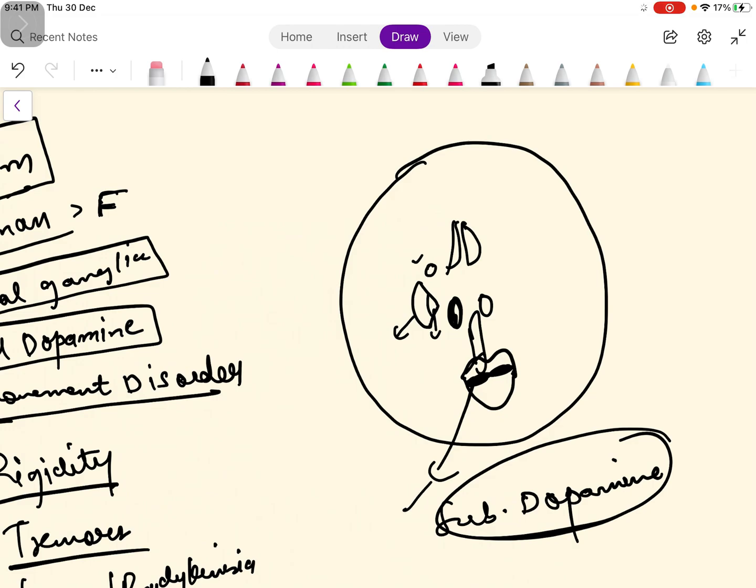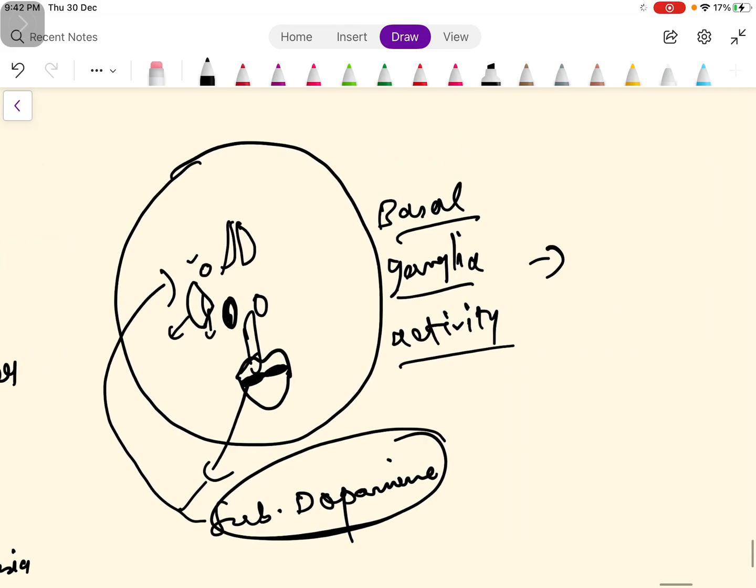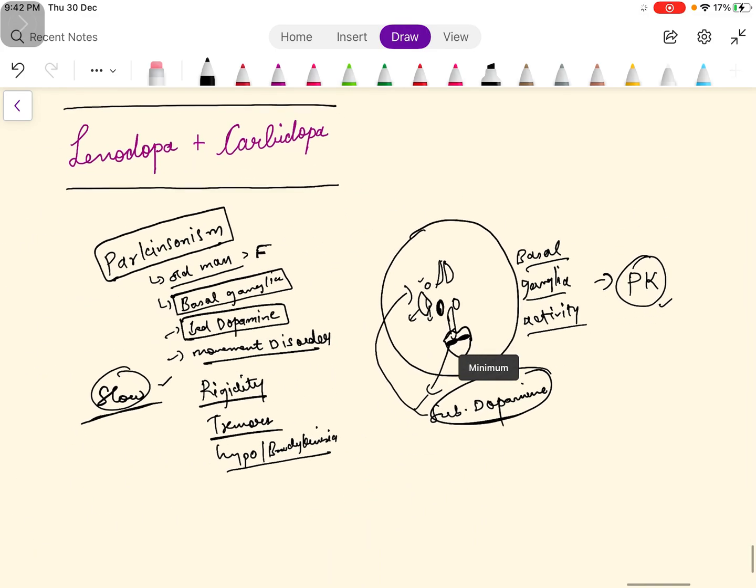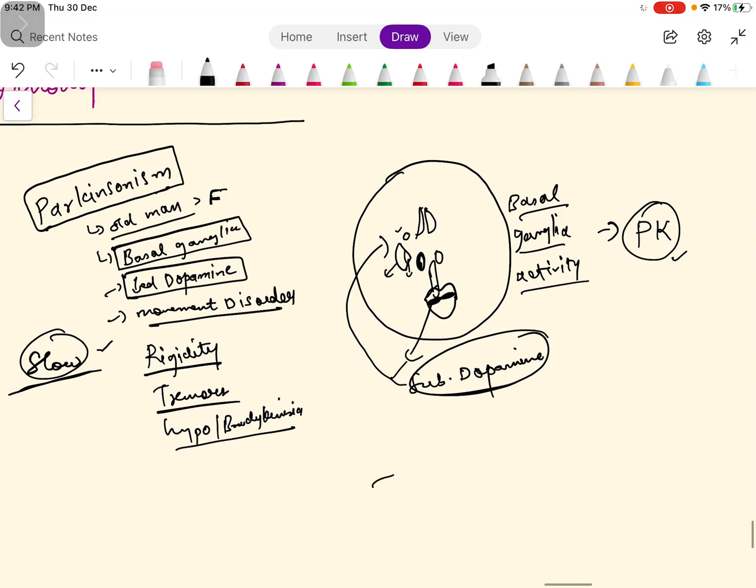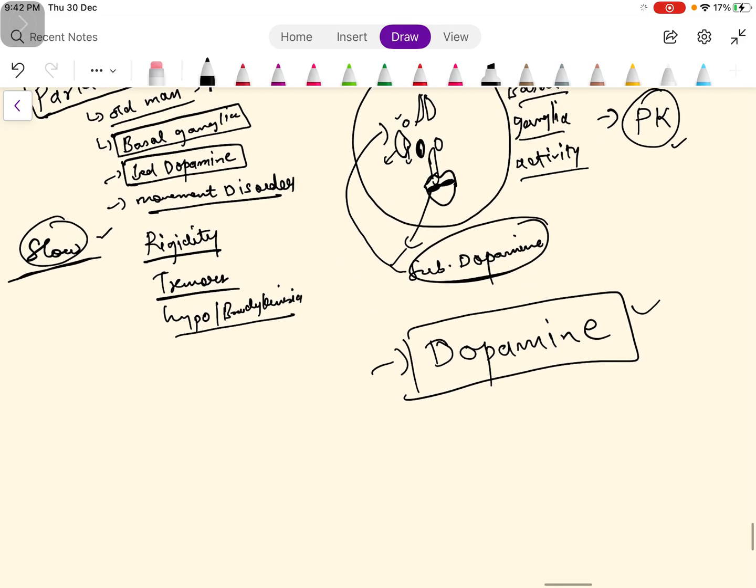Right? So if dopamine is not enough in the brain, this basal ganglia activity is affected, which will lead to all the symptoms of Parkinsonism. So what we can do is we can give them dopamine from outside. If the patient is not making enough dopamine, we can give it from outside through medicine.